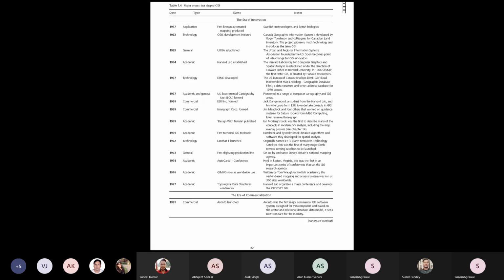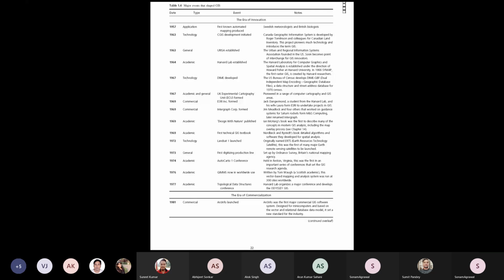So that's why you need to write down about this ESRI, Environmental System Research Institute, and then write down the name of the developer as it is written in the notes section, Jack Dangermond and Laura Dangermond. Jack and Laura Dangermond established this firm, ESRI, in California. Jack Dangermond, a student from the Harvard lab, and his wife Laura formed ESRI to undertake projects in GIS.